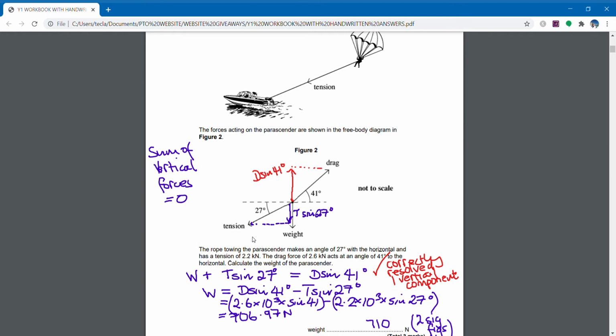To actually solve this, we need to combine the forces together. So the weight plus T sine 27, that's our total down, is going to be equal to D sine 41, which is our upwards force. W, the weight, equals D sine 41 minus T sine 27. Put the values in and calculate the final value, 706.97 or 710 newtons to 2 sig fig. So second mark for a correct expression such as this one, or for substituting values incorrectly, and the third mark is for the final value.